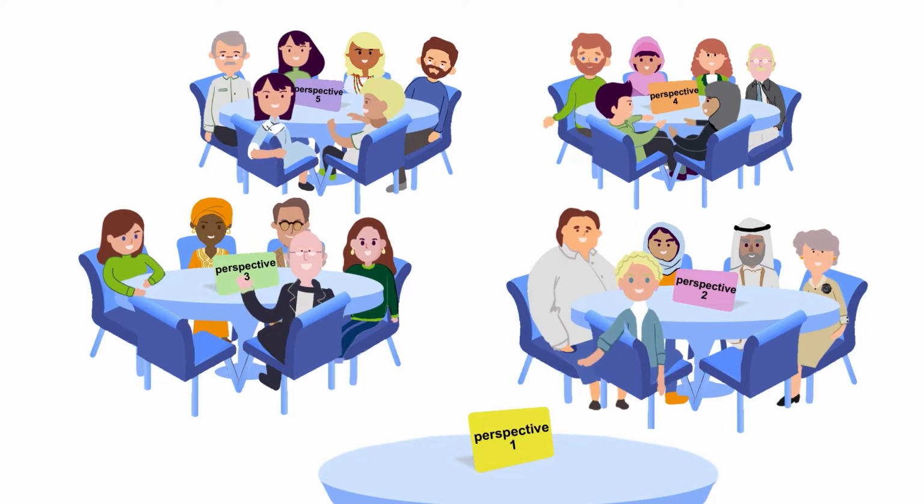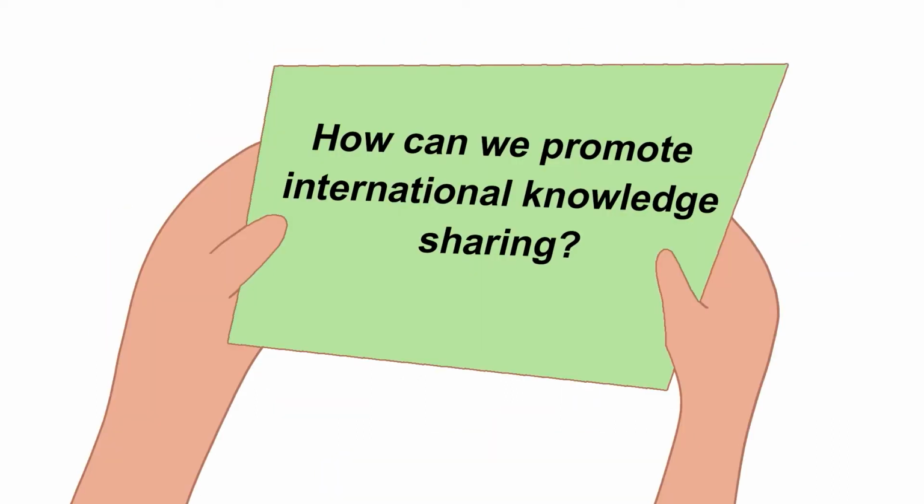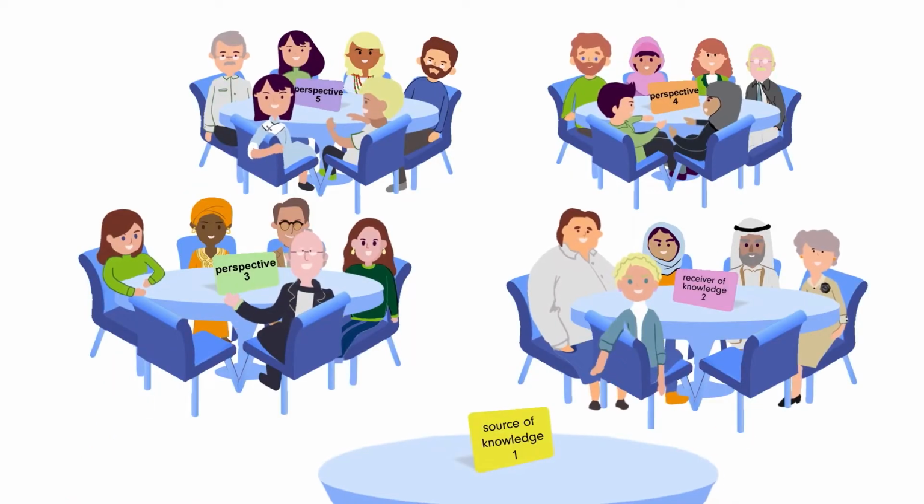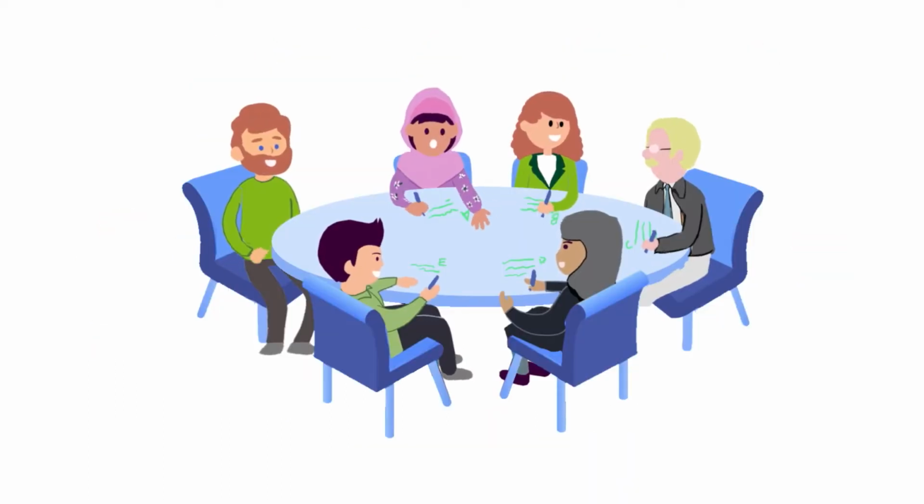For example, if the topic is, how can we promote international knowledge sharing? The first table may discuss the source of knowledge aspect. A second table may discuss the receiver of knowledge aspect, and a third table may discuss again another aspect. During their discussion, participants write out important findings or thoughts directly on the tablecloth. It should be a paper tablecloth.